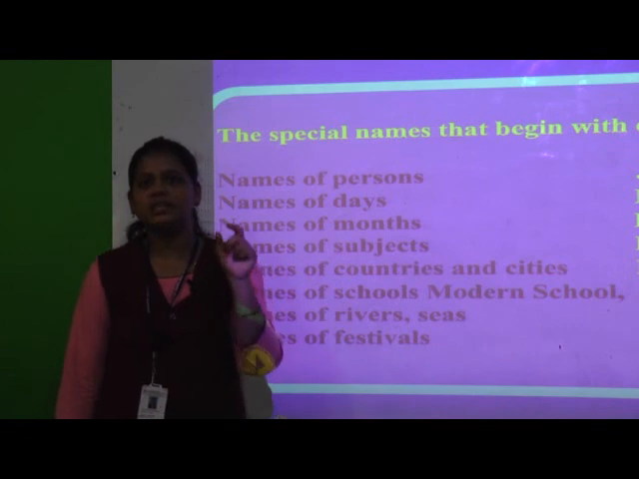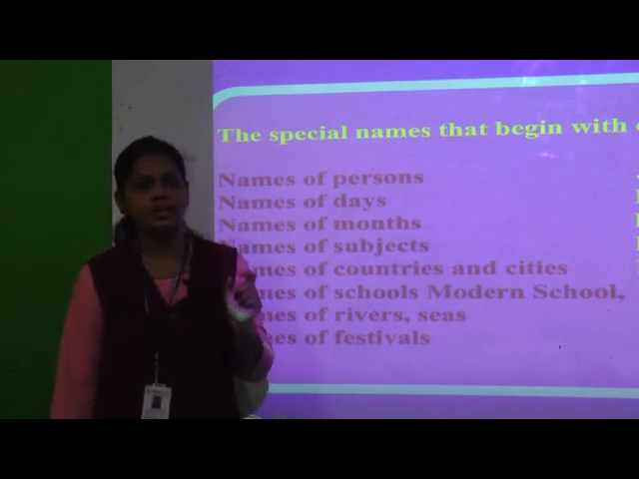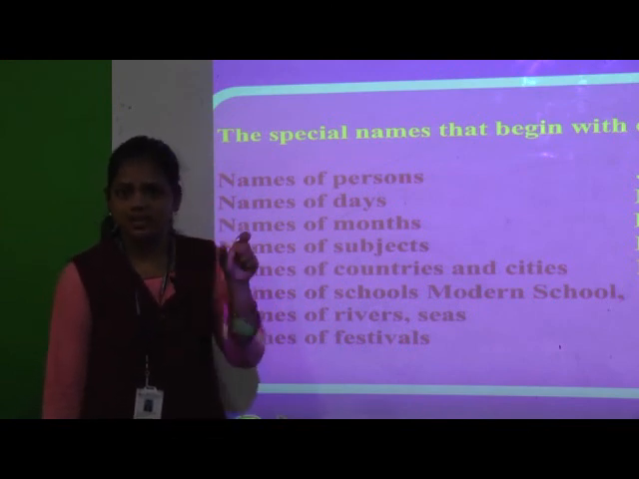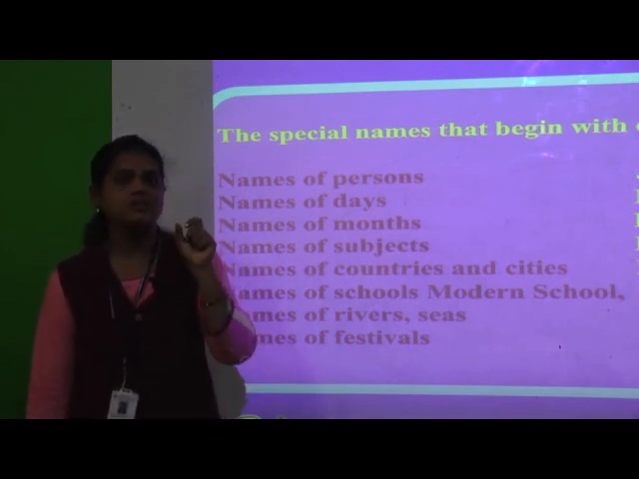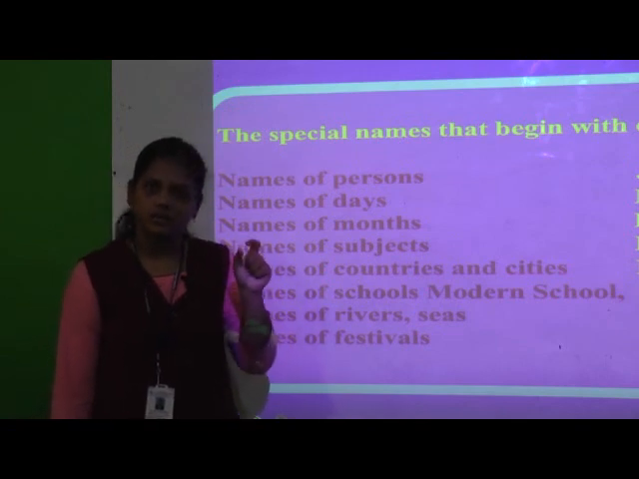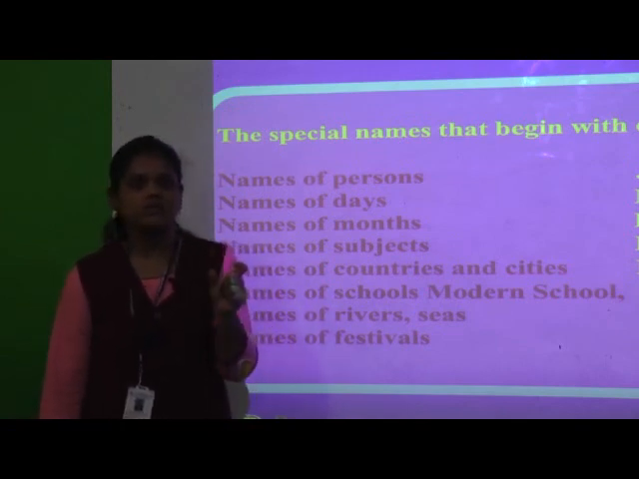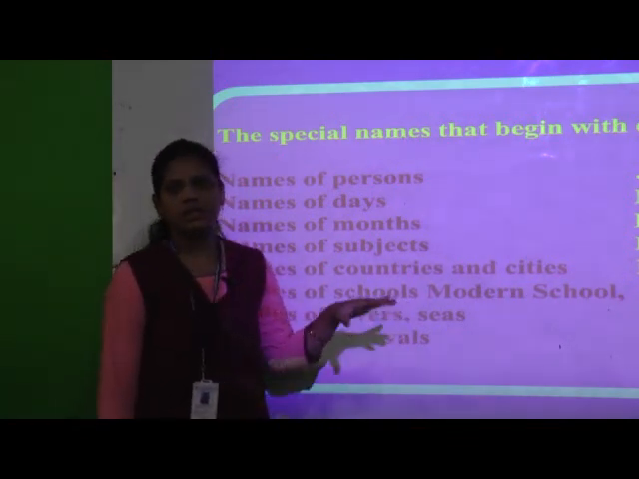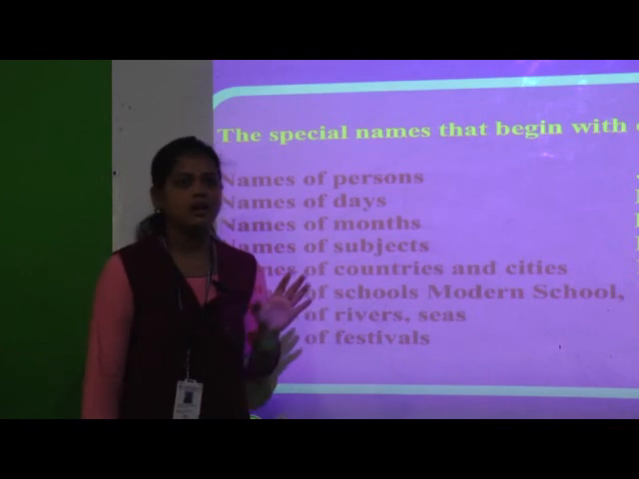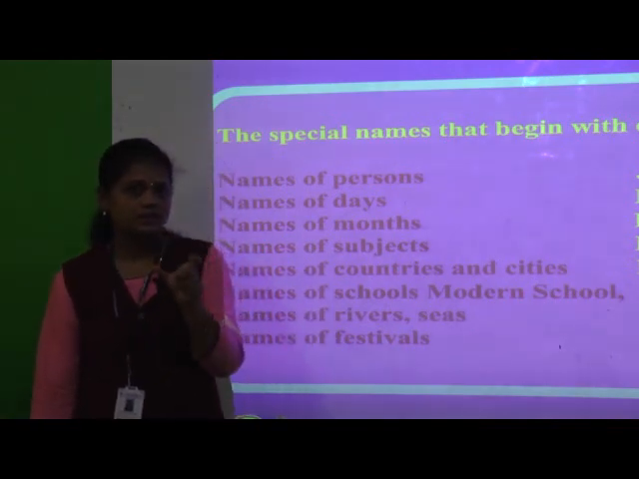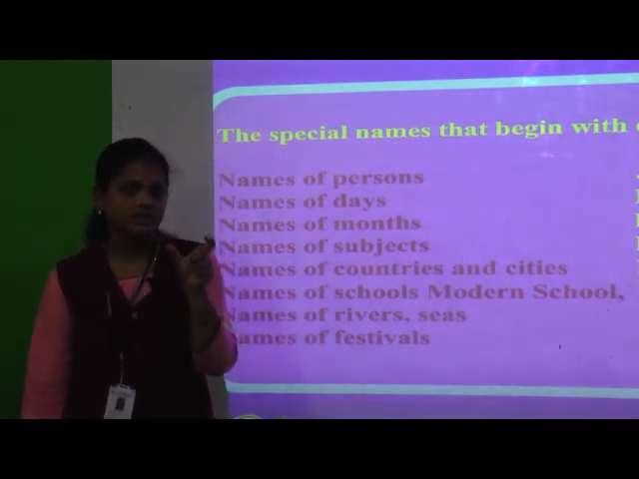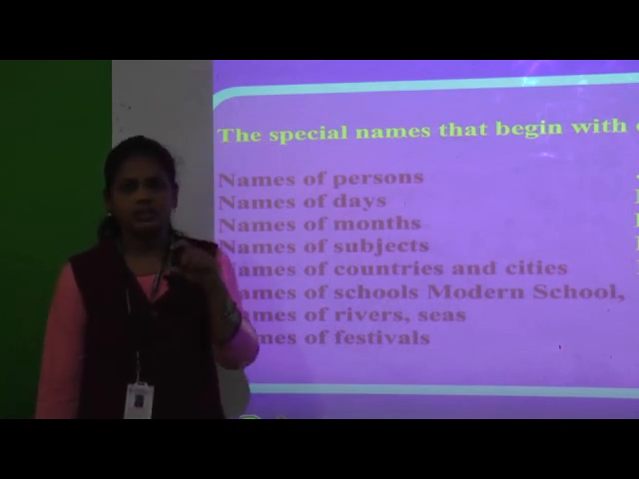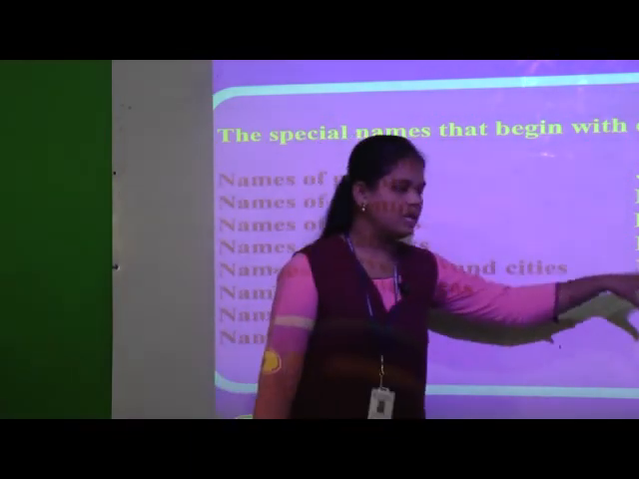Now the next one is names of countries and cities. Whenever we write the names of countries, suppose India, Japan, China, Australia, America, the first letter of that word we have to write as a capital letter. And whenever we write a city's name, like Delhi, Jaipur, Agra, the first letter of that city, we have to use the capital letter.